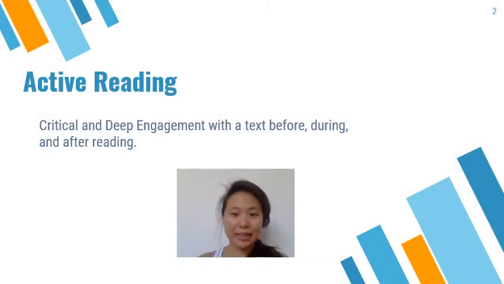Before we begin, let's define a few terms. The first one is active reading. Active reading is when we look at a text in a critical and deep way. We engage with the text before, during, and after reading. In active reading, we slow down when we read so that we can really understand and break down the details of the text. With this particular strategy we'll be learning today, we will focus on the during phase of active reading.